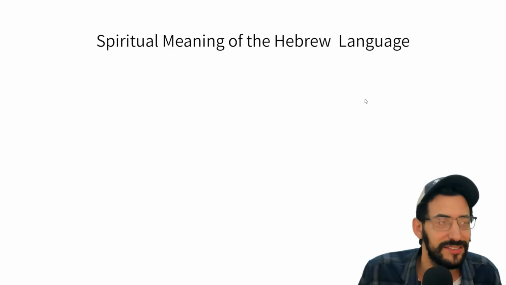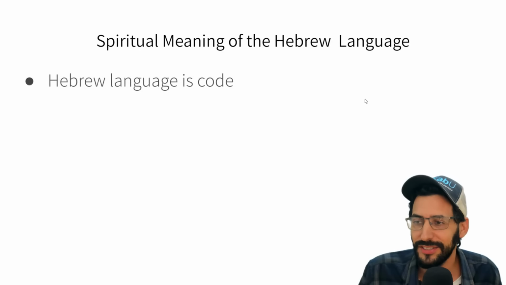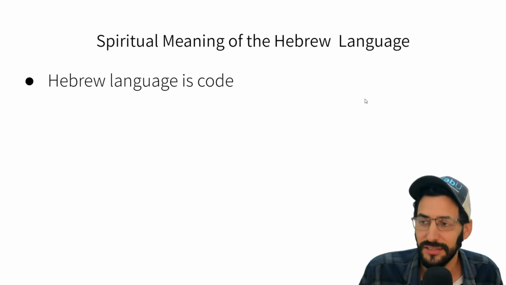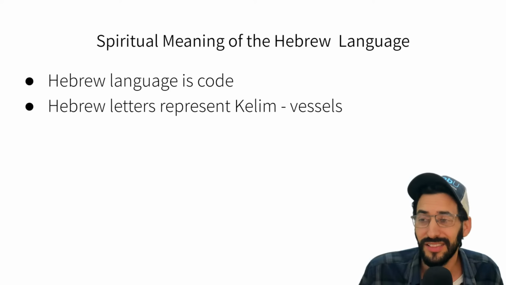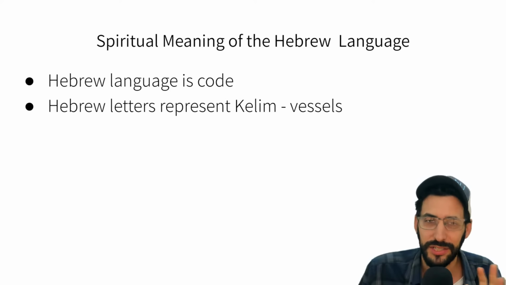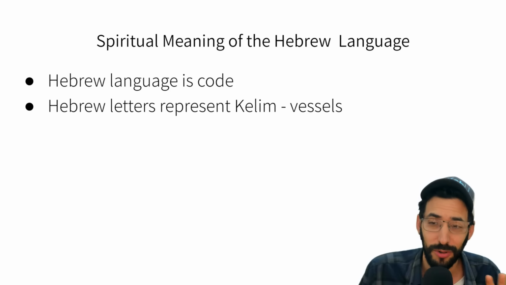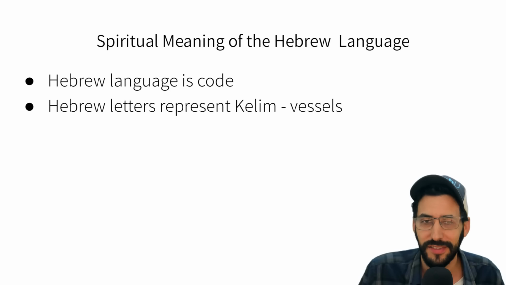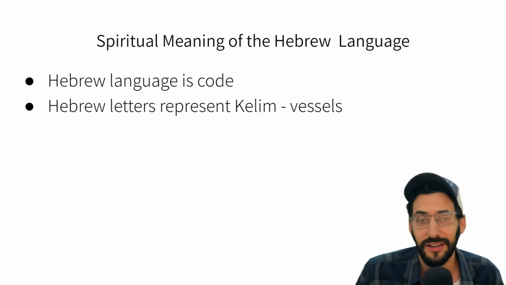So let's keep going. What is the spiritual meaning of the Hebrew language? Like I said, it is entirely a code. The letters themselves represent vessels. We're not going to give an intro to Kabbalah now. Hopefully you know a little bit about Kabbalah. If not, then I encourage you to check out our channel and watch some introductory videos. But basically a vessel is a desire, a will to receive. And the Hebrew letters represent these desires.